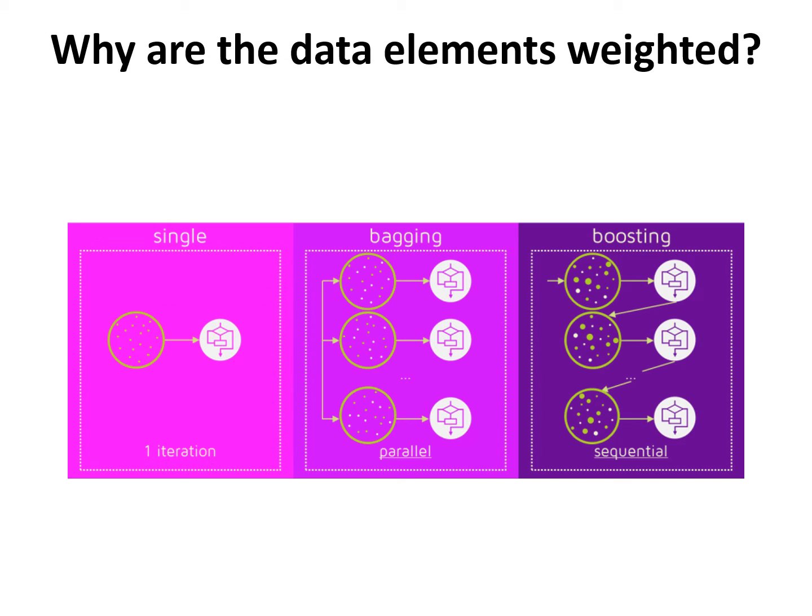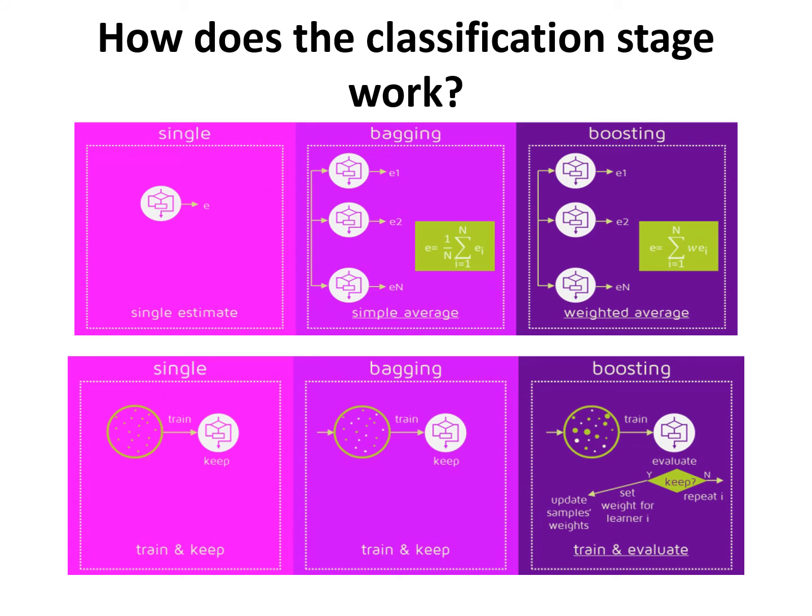Now, the next is how the classification stage actually works. To predict the class of new data, we only need to apply the n learners to the new observations. In bagging, the result is obtained by averaging the responses of the n learners. However, in the case of boosting, it assigns a second set of weights, this time for the n classifiers, in order to be able to take a weighted average of their estimates.